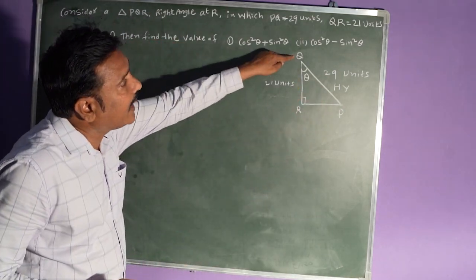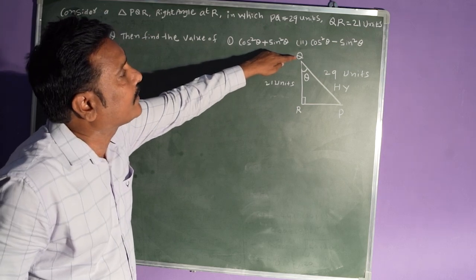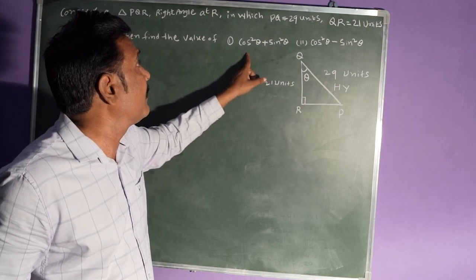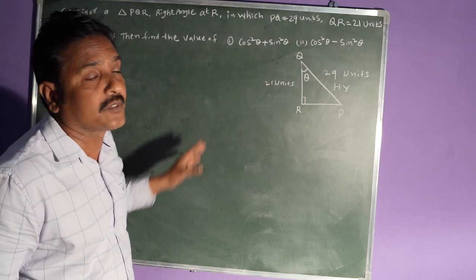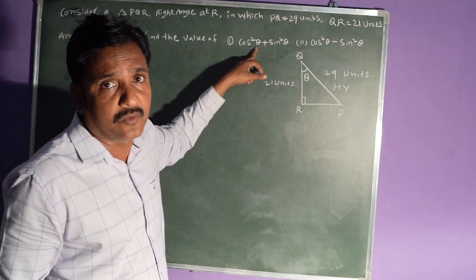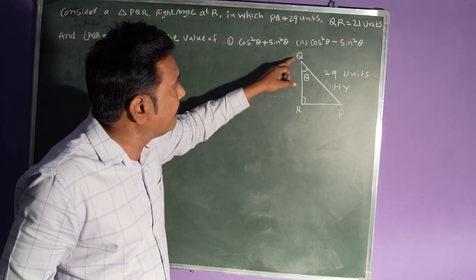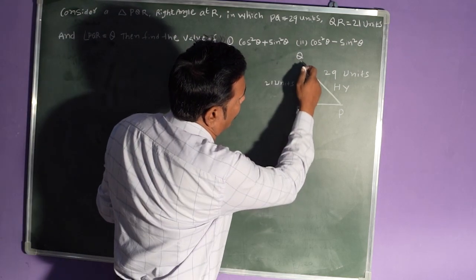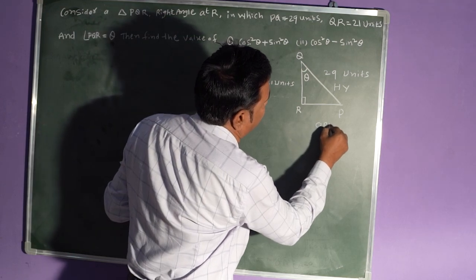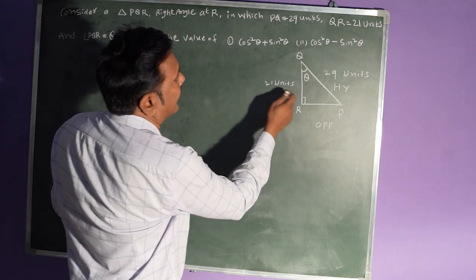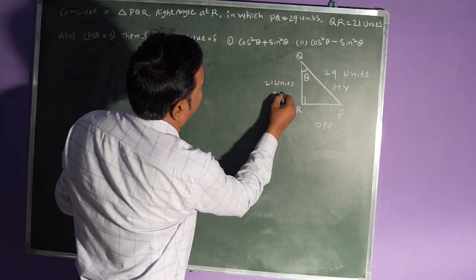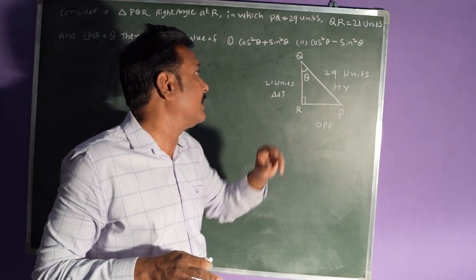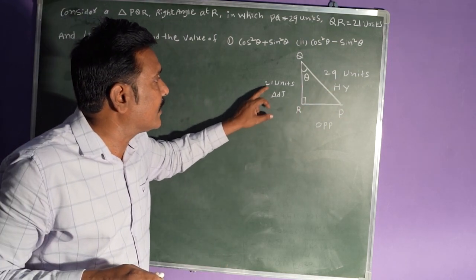I will see from the angle Q. Why? Because from Q, theta is there, and the question is also in theta. Cos square theta is to be found, the question is in theta, so I will see from the angle Q. Q opposite is this one. This is the opposite. Opposite means perpendicular. And the other side is the adjacent. Adjacent means base. Is it clear? Hypotenuse is 29 units. And adjacent is 21 units.